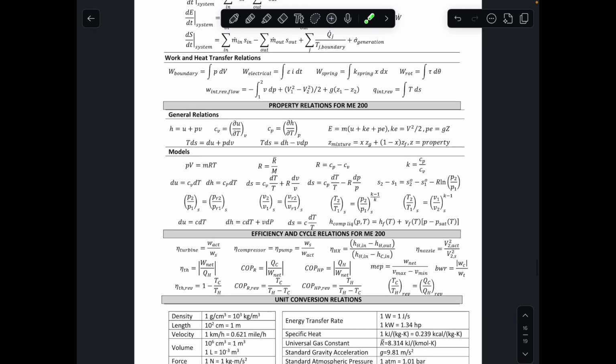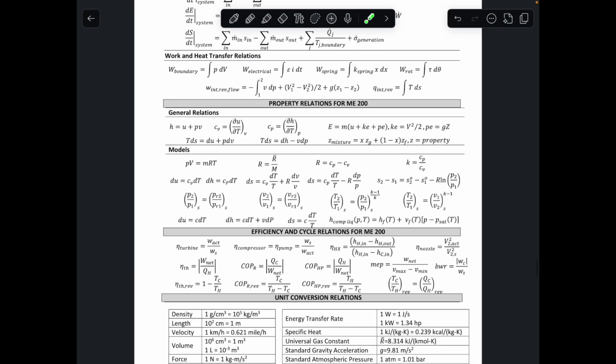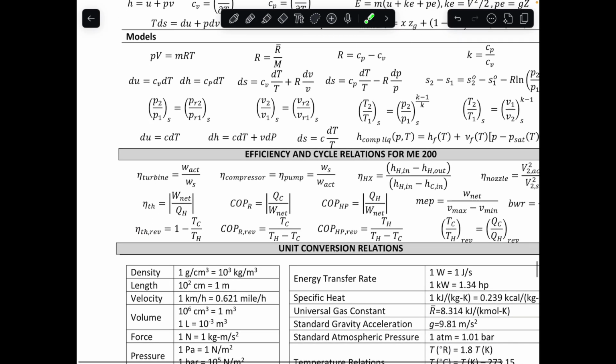So here in the equation sheet, we have this whole section for efficiencies, but we're not worrying about any turbines, compressors, pumps, heat exchangers, nozzles, refrigerators, heat pumps, none of that stuff. And we want to use this equation here for the thermal efficiency of a power cycle. The way we define that is by the magnitude of the net work done by the system divided by the QH, which is the heat transfer into the system.